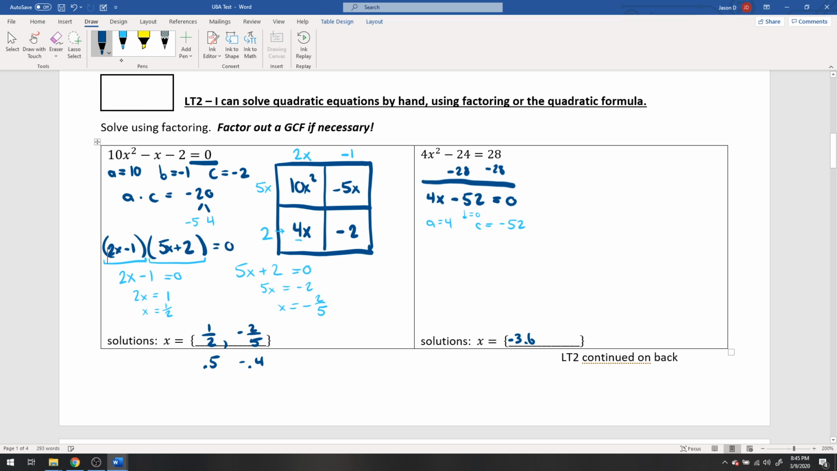Negative 3.606 and positive 3.606. And those are your two answers.